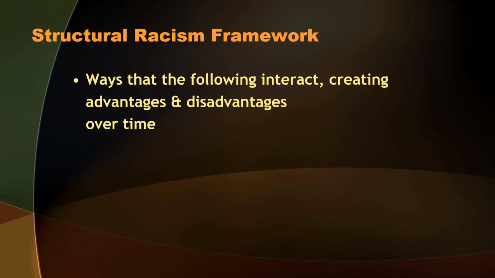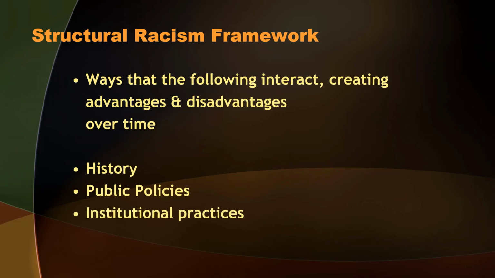Yes, this is key. So the idea with the framework is that all of these interactions have taken place over many, many years, and that's one of the reasons why it's difficult to change. So what are these things that are interacting? Well, we have historical legacies, we have previous and current public policies, we have those institutional practices, and we have popular representations and stereotypes, etc., of different groups.